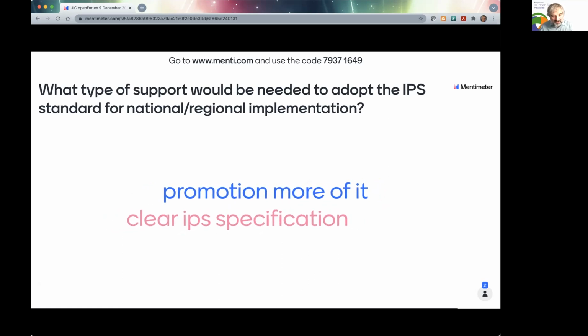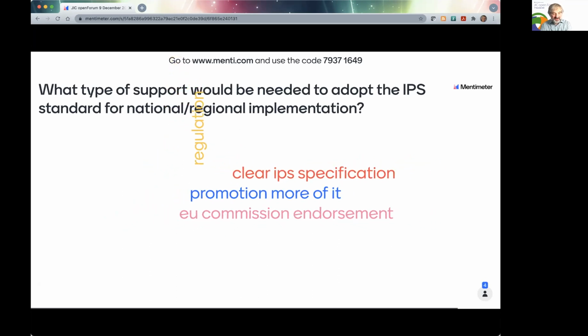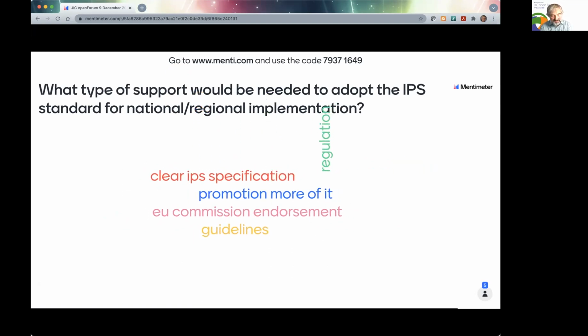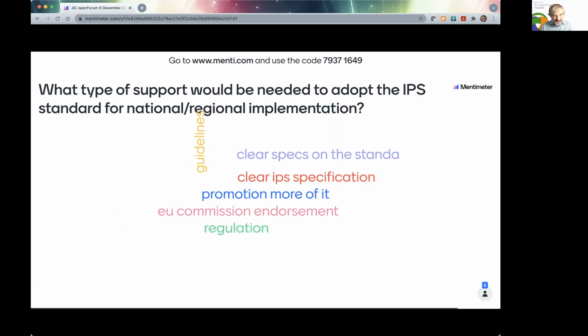Okay, more promotion, a clear IPS specification. So obviously we need to work on a better clarification, what is the toolkit, what is the IPS as, let's say, a final document set of parts of the toolkit. EU Commission endorsement, that's interesting. That's obviously an answer for someone from the European region.